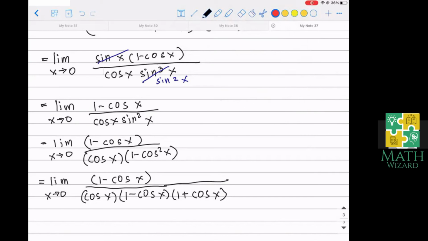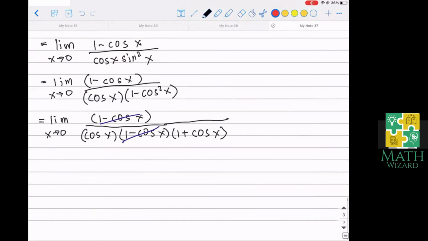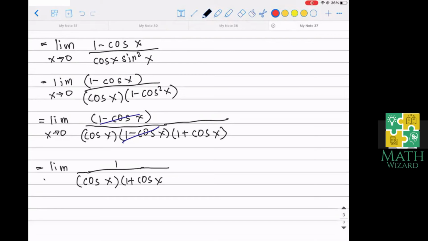And moving forward, merong makakancel dito. This is the 1 minus cosine x and the 1 minus cosine x. Ang matitira na lang, the limit of 1 over cosine x times 1 plus cosine x as x approaches to 0.